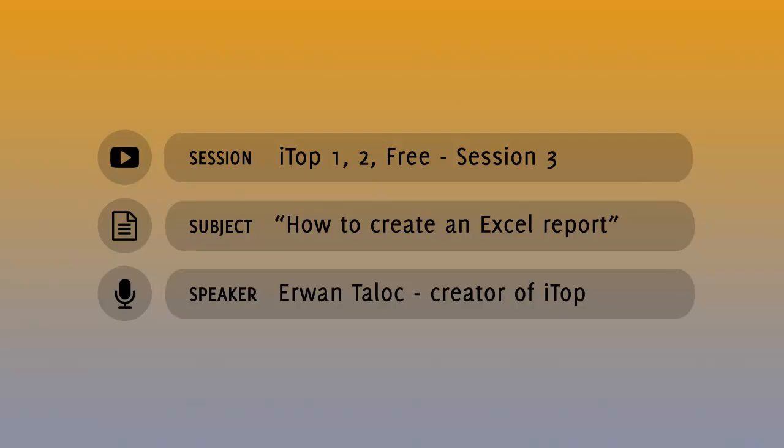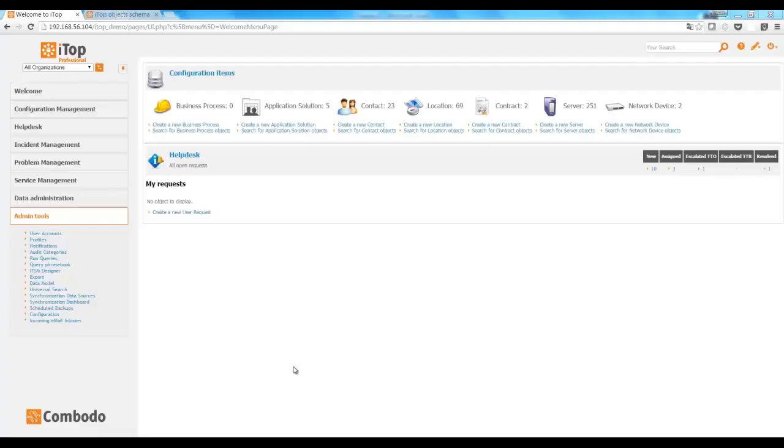I'm Erwan Taloc, one of the founders of the iTop project, and today I will explain how to create an Excel report based on an iTop OQL query. So the first thing you have to do when you want to create a report is to define an OQL query within the query phrasebook, which is located in the admin tools section.